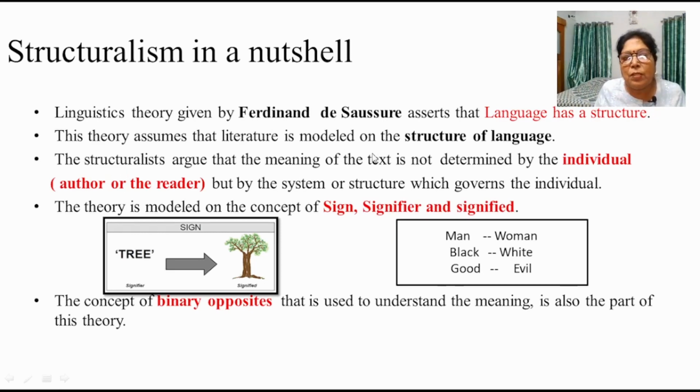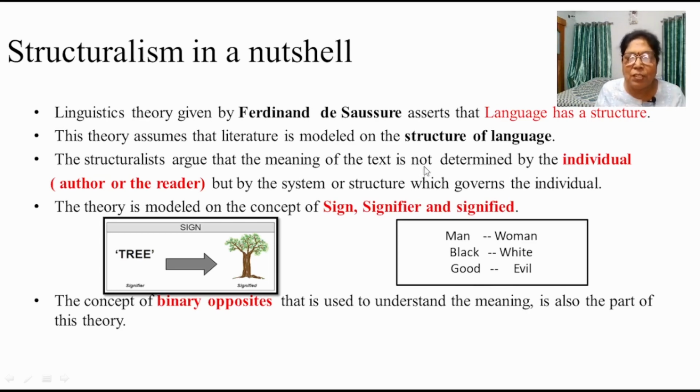The structuralists argue that the meaning of the text is not determined by the individual, either by the author or by the reader. They say that the author and reader are not going to do anything with the meaning. So, from where would the meaning of the text come according to structuralists? They said it comes from the system or structure which governs the individual. It means they were talking about the structure, and if you wish to understand structuralism in a proper way, go through the previous video, where you would easily come to know about the structure. So, the structure that governs the individual would give you the meaning. It means they were not at all worried about the context of the literature.